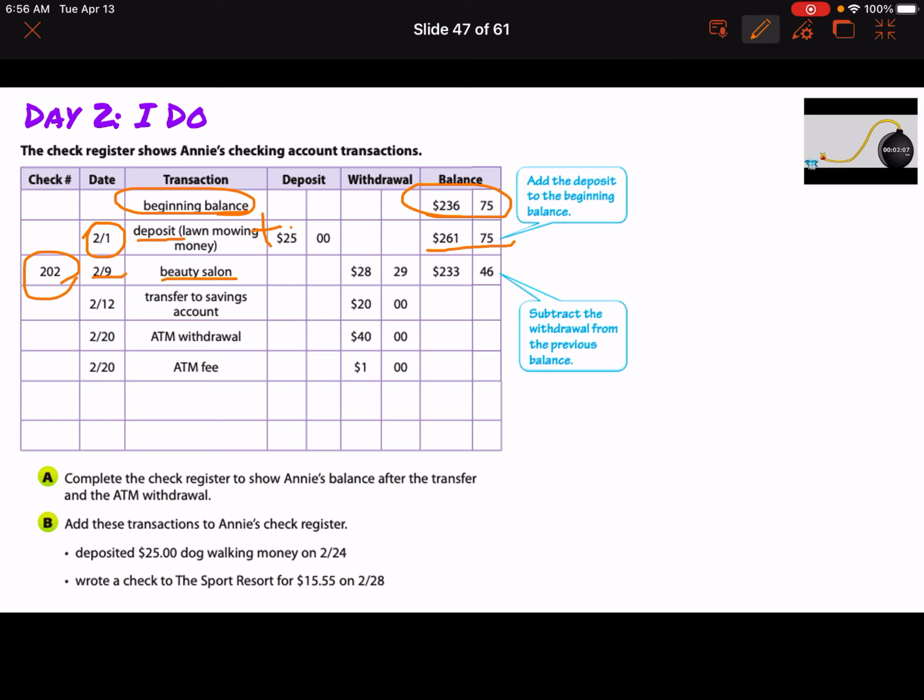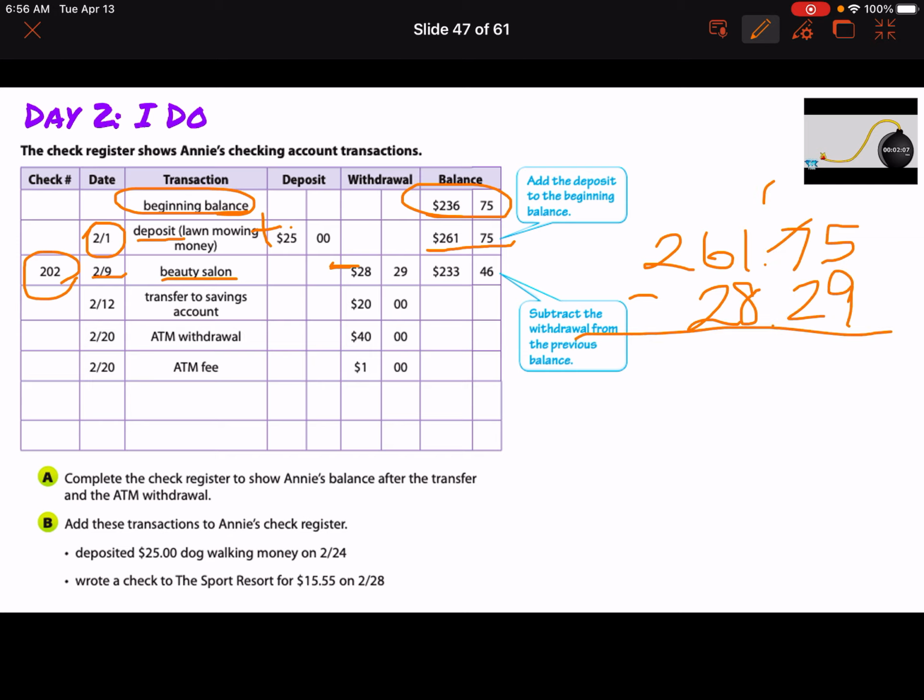And spent it on a beauty salon for $28.29. And when you subtract that from $261.75, we have a total balance of $233.46, which is correct here.